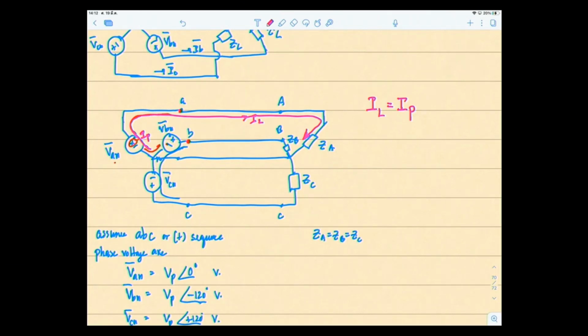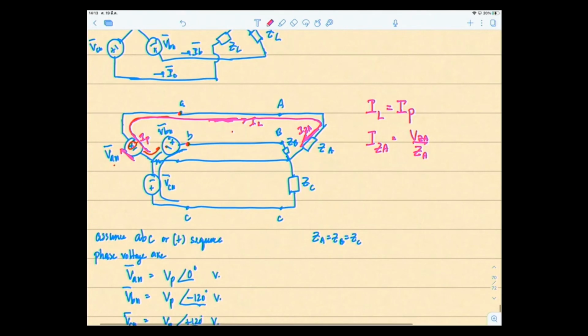So what are the values then? Just from I line, I don't know what the connections are. But it's the same thing as the current going through this impedance ZA. So of course, IZA would be equal to the voltage drop across ZA divided by ZA, like Ohm's law. I equal to V over the impedance. So the question is, what is V drop across ZA?